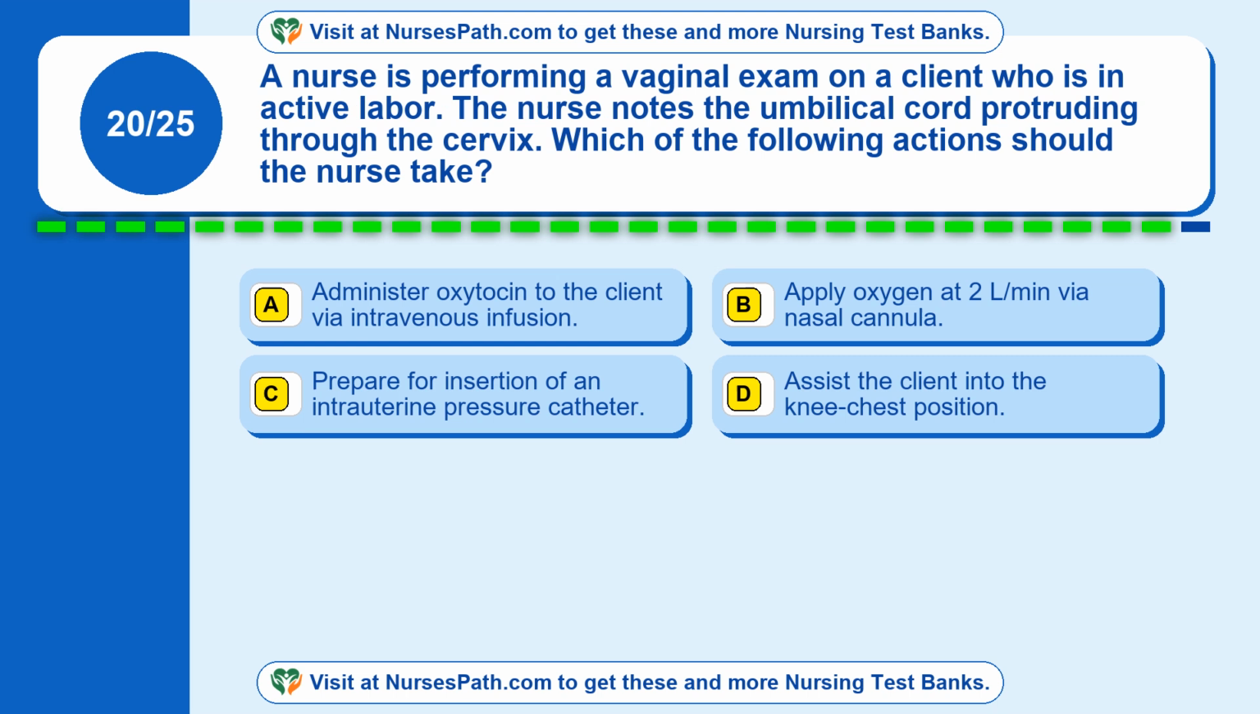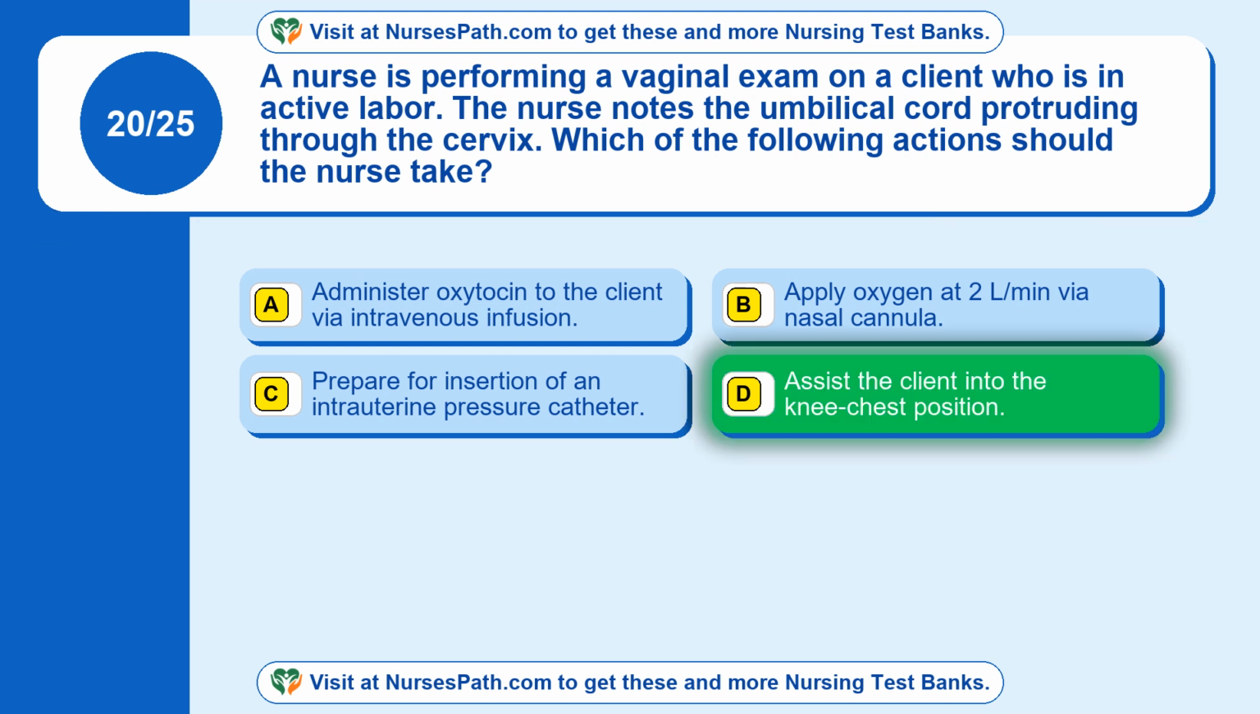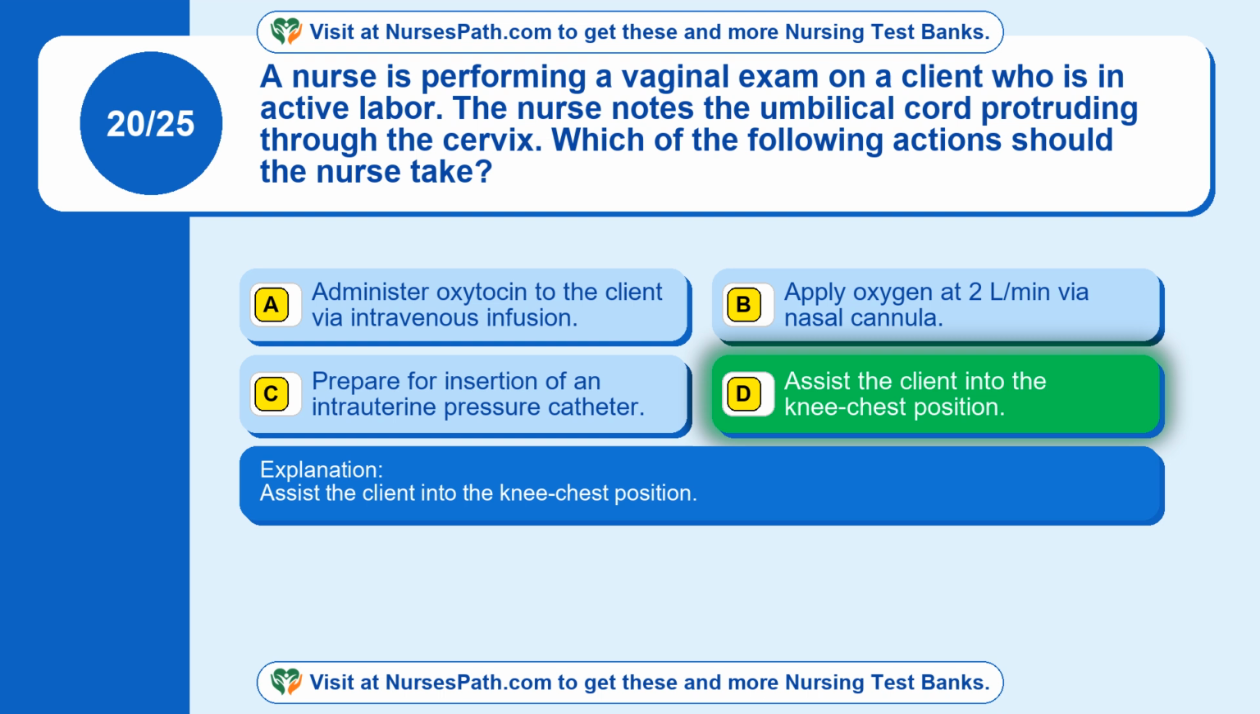Question 20. A nurse is performing a vaginal exam on a client who is in active labor. The nurse notes the umbilical cord protruding through the cervix. Which of the following actions should the nurse take? Option A. Administer oxytocin to the client via intravenous infusion. Option B. Apply oxygen at 2 L/min via nasal cannula. Option C. Prepare for insertion of an intrauterine pressure catheter. Option D. Assist the client into the knee-chest position. The correct answer is option D. Assist the client into the knee-chest position.